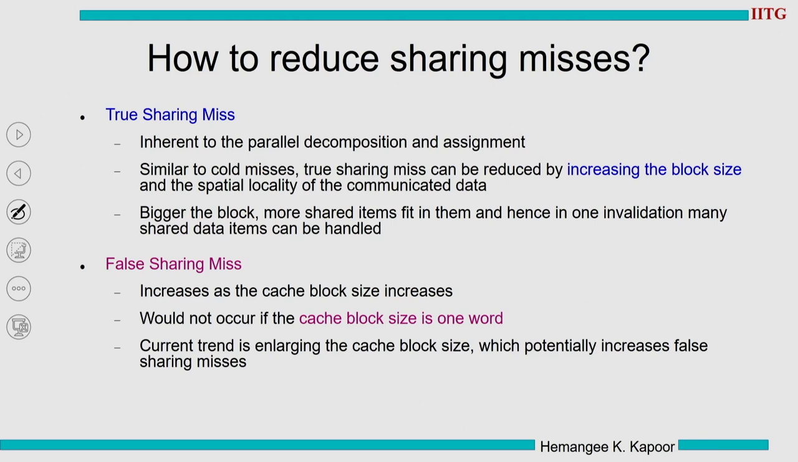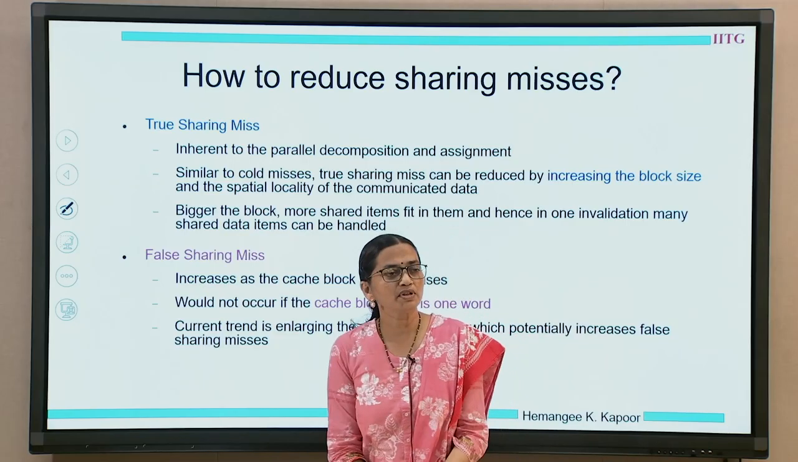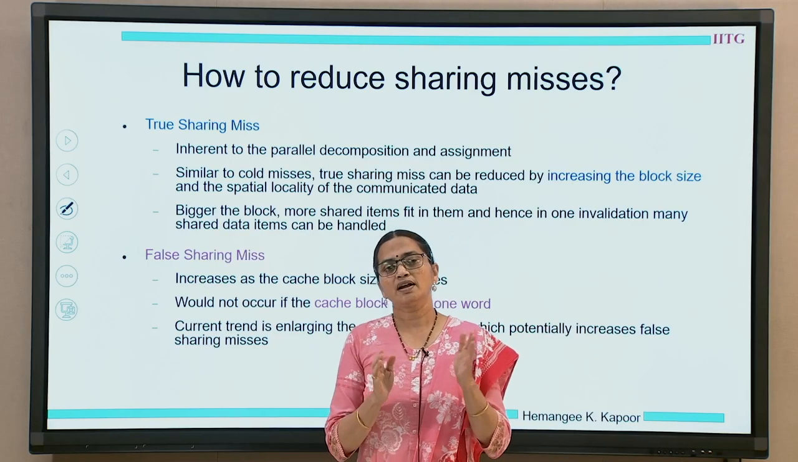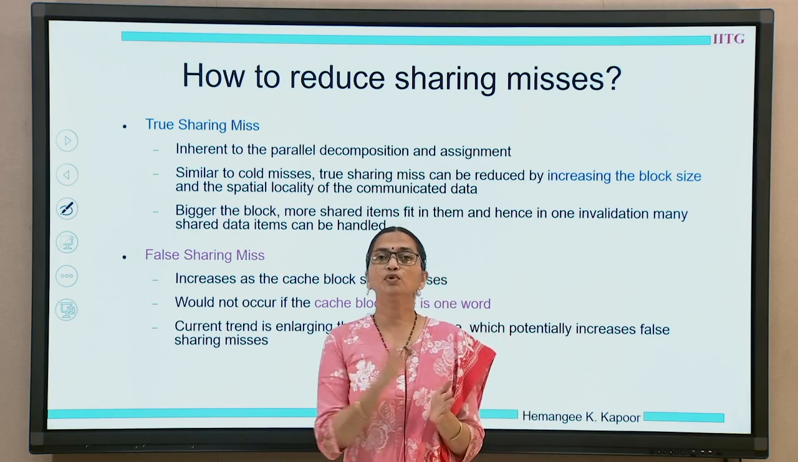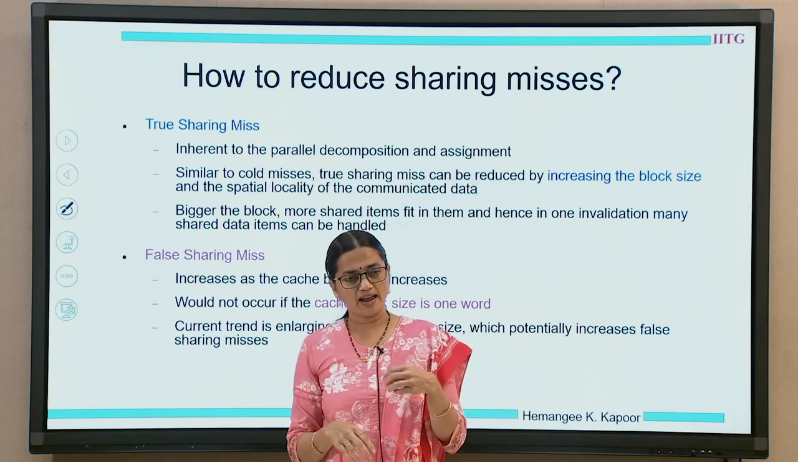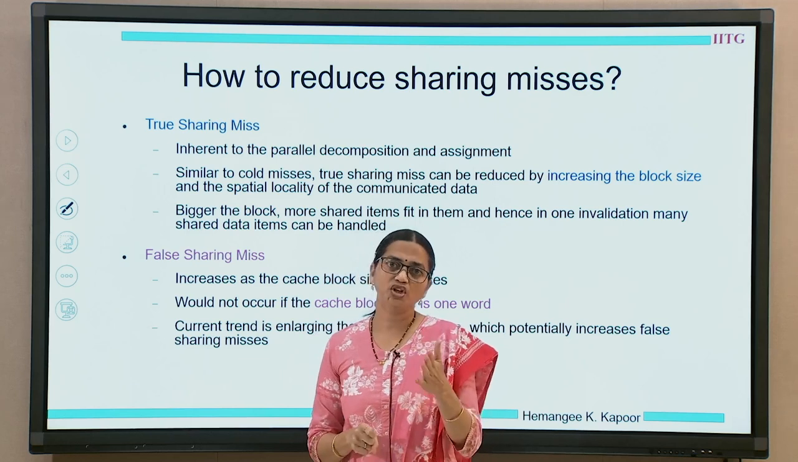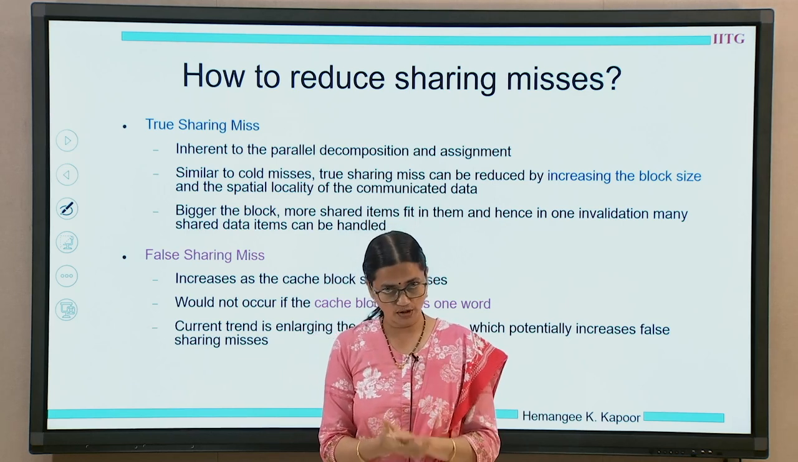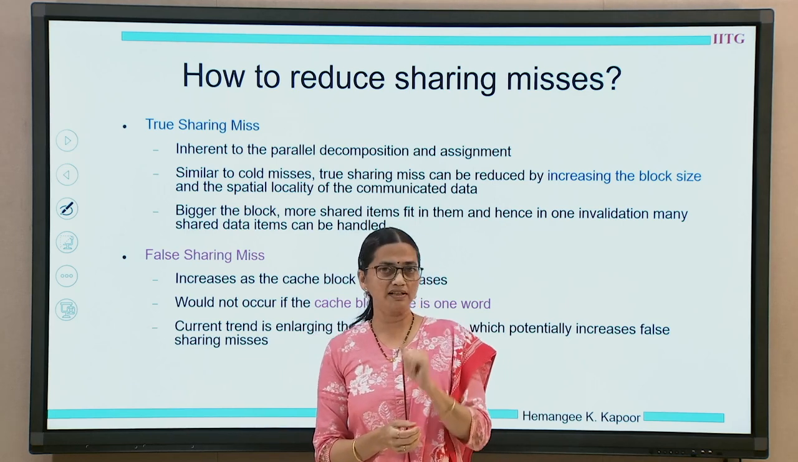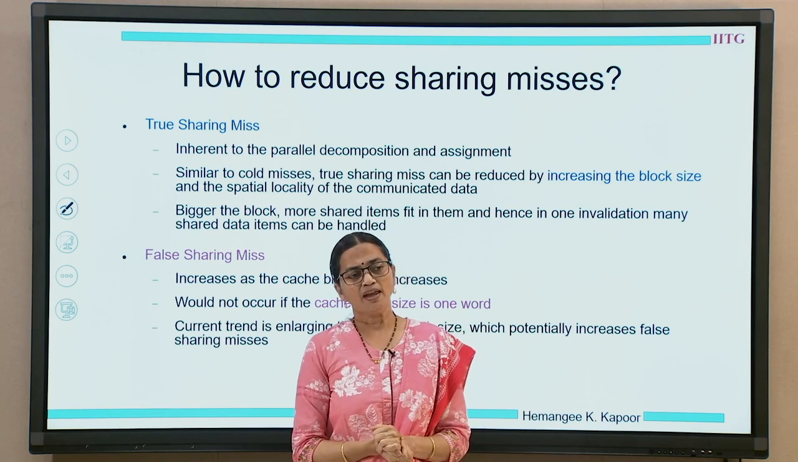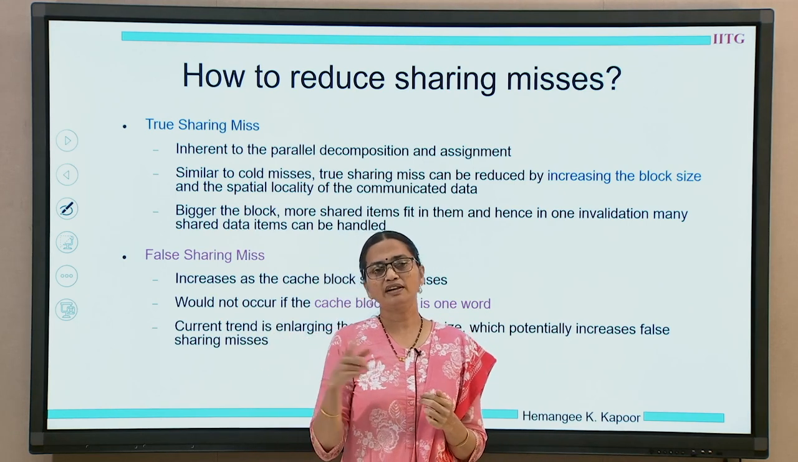So true sharing miss occurs because there are shared data items being written by different processors, and the processor which is changing the shared data item will have the most recent value. Newer readers will need this particular newest written value, and the new processors will incur this miss.